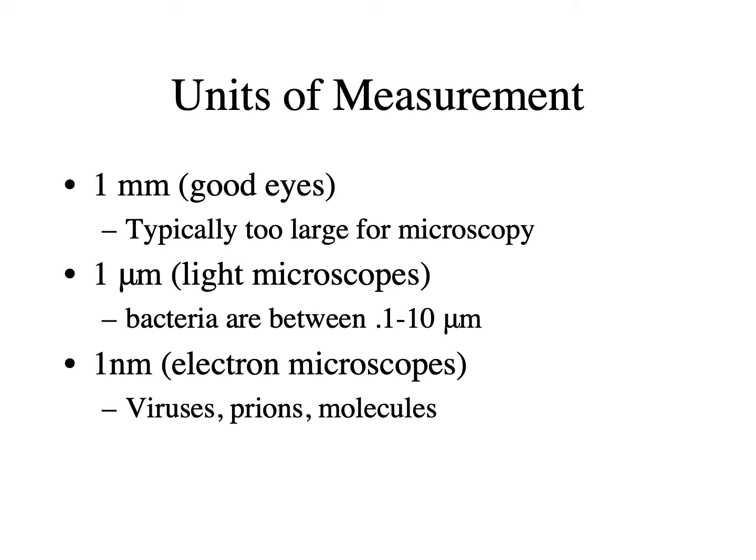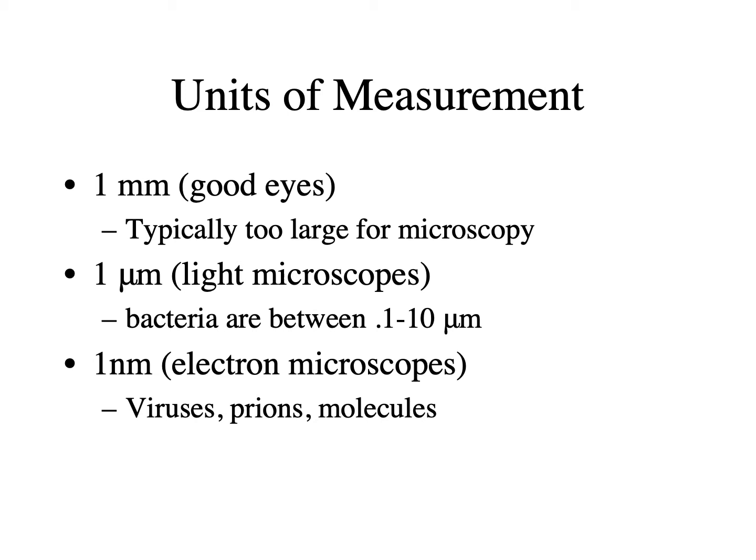Microns are things that are very comfortably within our range for using a microscope. Microns are things like cells or bacteria. Those are in that size range. It's a millionth of a meter, if that helps.